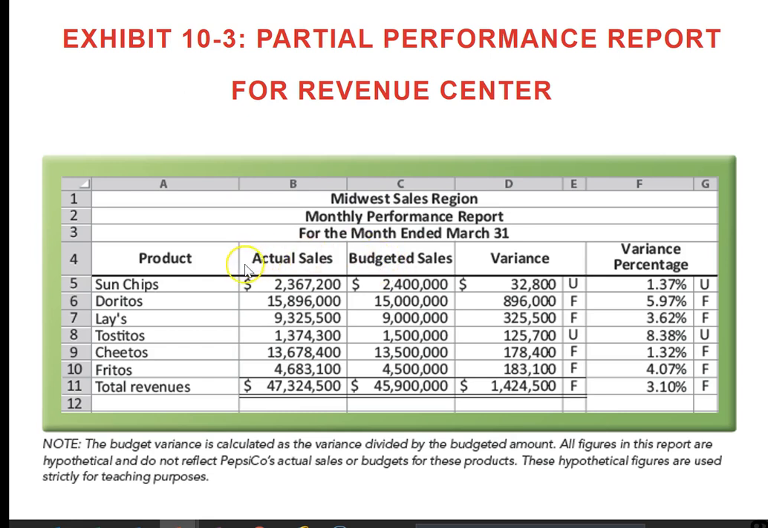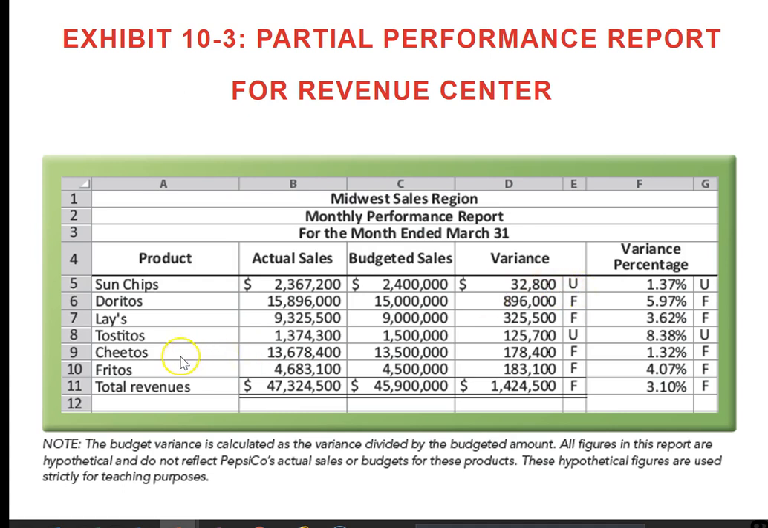So if you see that your actual sales are higher than your budgeted one, then it will be a favorable variance. On the other hand, if you see the actual sales are lower than the budgeted numbers, then it will be an unfavorable one. For example, if you look at Sun Chips, their actual sales is 2,367,200, but their budgeted one was 2.4 million. So their actual sales is lower. So we're gonna call this difference an unfavorable one.